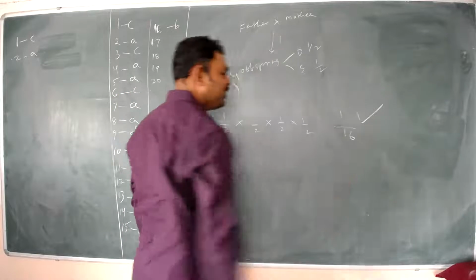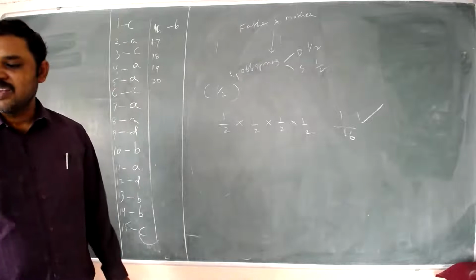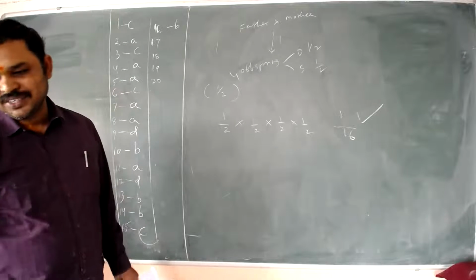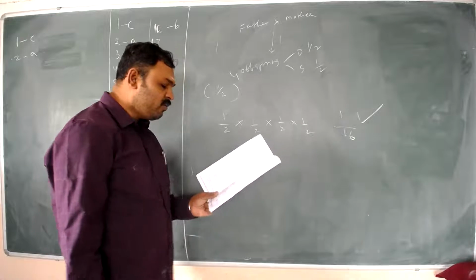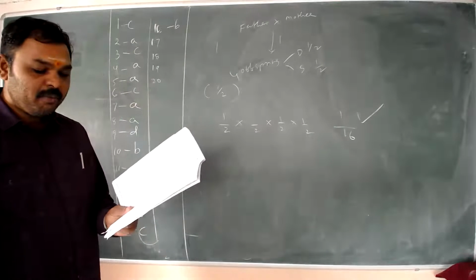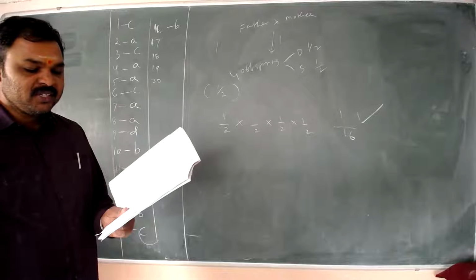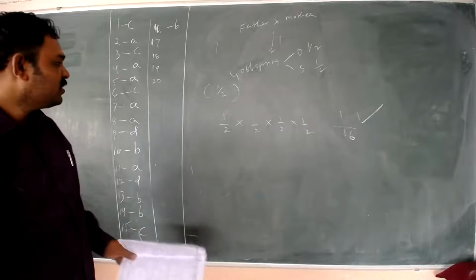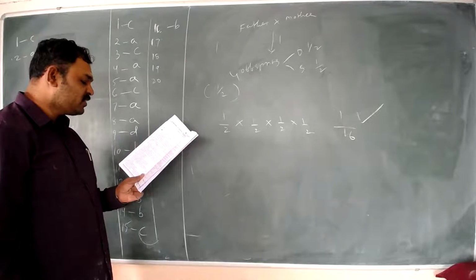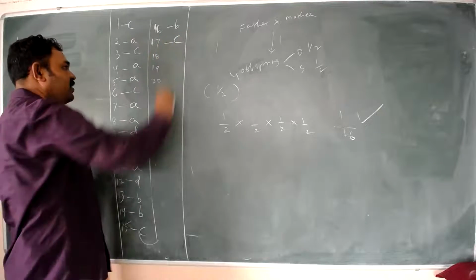What is the probability to have a son 4 times, or 4 sons here? 1 by 16. So what is the answer? 1 by 16. The options are 1 by 4 option A, 1 by 8 option B, 1 by 16 option C, and 1 by 32 option D. So what is the answer here? This answer is 1 by 16. The 17th is the C answer.